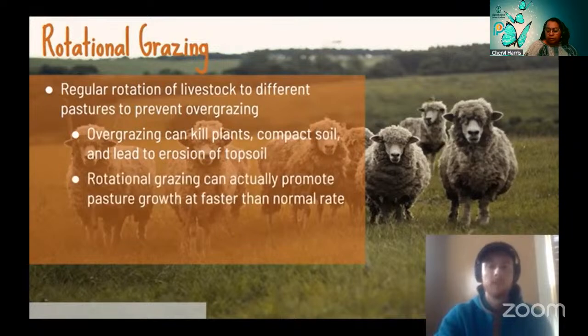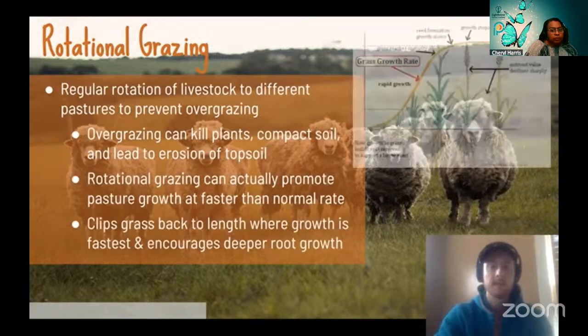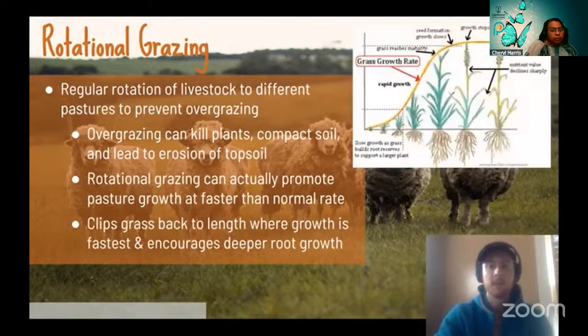Now, this is because the plants are going to be clipped back to this sort of medium height where they are growing the fastest. So if animals are continually grazing, they keep the grass in its optimal growth stage. So remember that if grass is clipped too low, the roots can't grow and it's going to die. But if it's let to grow too long, it's going to actually die and go to seed, and we're going to have decreased growth and it's going to slow down.